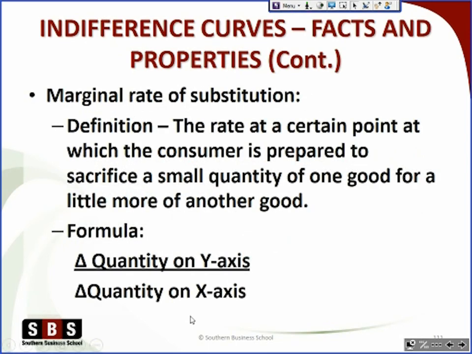Then this definition you can study, slide 111, marginal rate of substitution. The definition is that it's the rate at a certain point at which the consumer is prepared to sacrifice a small quantity of one good for a little more of another good. I think that was also in the assignment. So that is important, this definition. And the formula of the marginal rate of substitution is the quantity on the y-axis over the quantity on the x-axis. That just gives you the slope actually of the indifference curve. But what I want to know more is the definition.